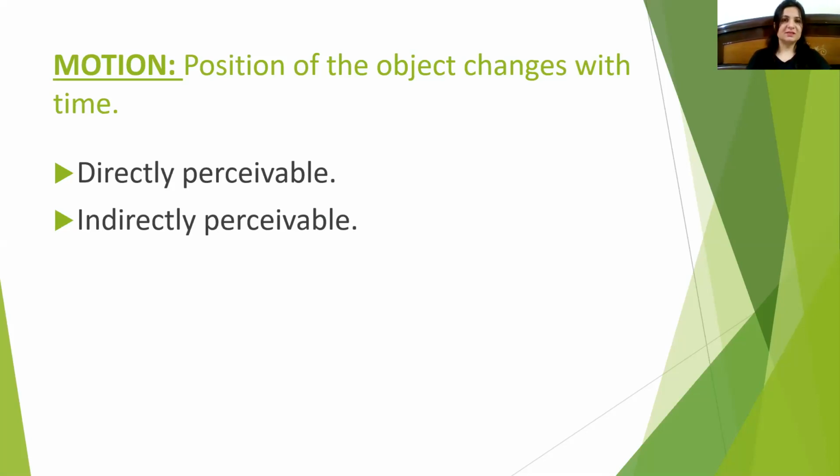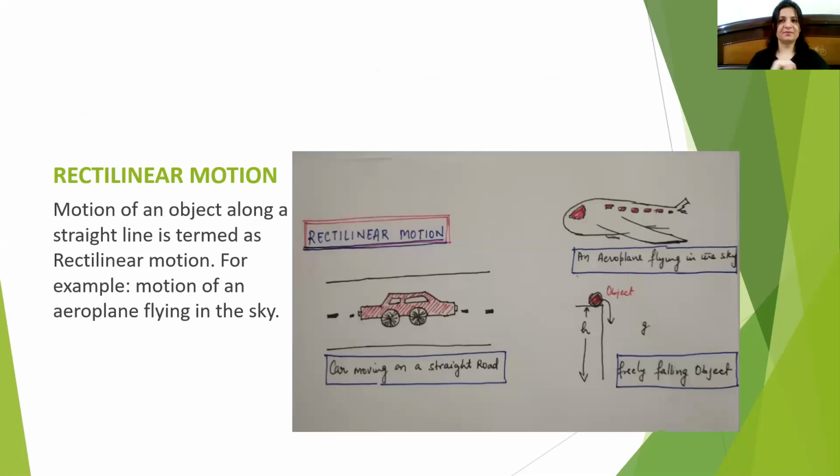In our previous classes, we have read about various kinds of motion, right? So the first one is rectilinear motion. Rectilinear motion is the motion of an object along a straight line. You can look at the picture. There are three examples. First is a car moving on a straight road. So this is an example of rectilinear motion because it is moving in a straight line.